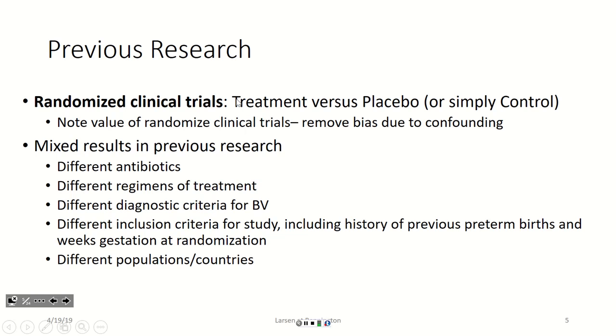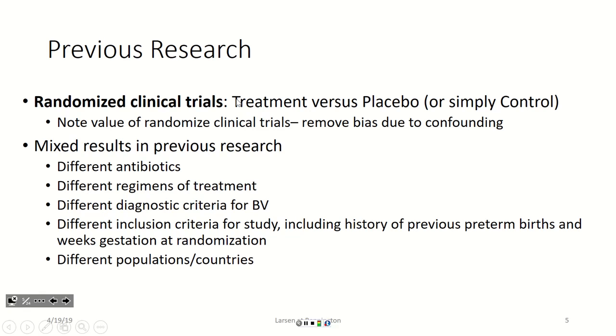The randomization is important to remove bias due to confounding, because if the primary care physician just treats some women and not others, they might treat the women who are asymptomatic but have more clear signs once they're in the clinic. If it's observational, it's harder to say. But there have been mixed results in previous research. Now the antibiotics do reduce infection. I mean, that's clear. But whether it prevents preterm birth, that's less clear.